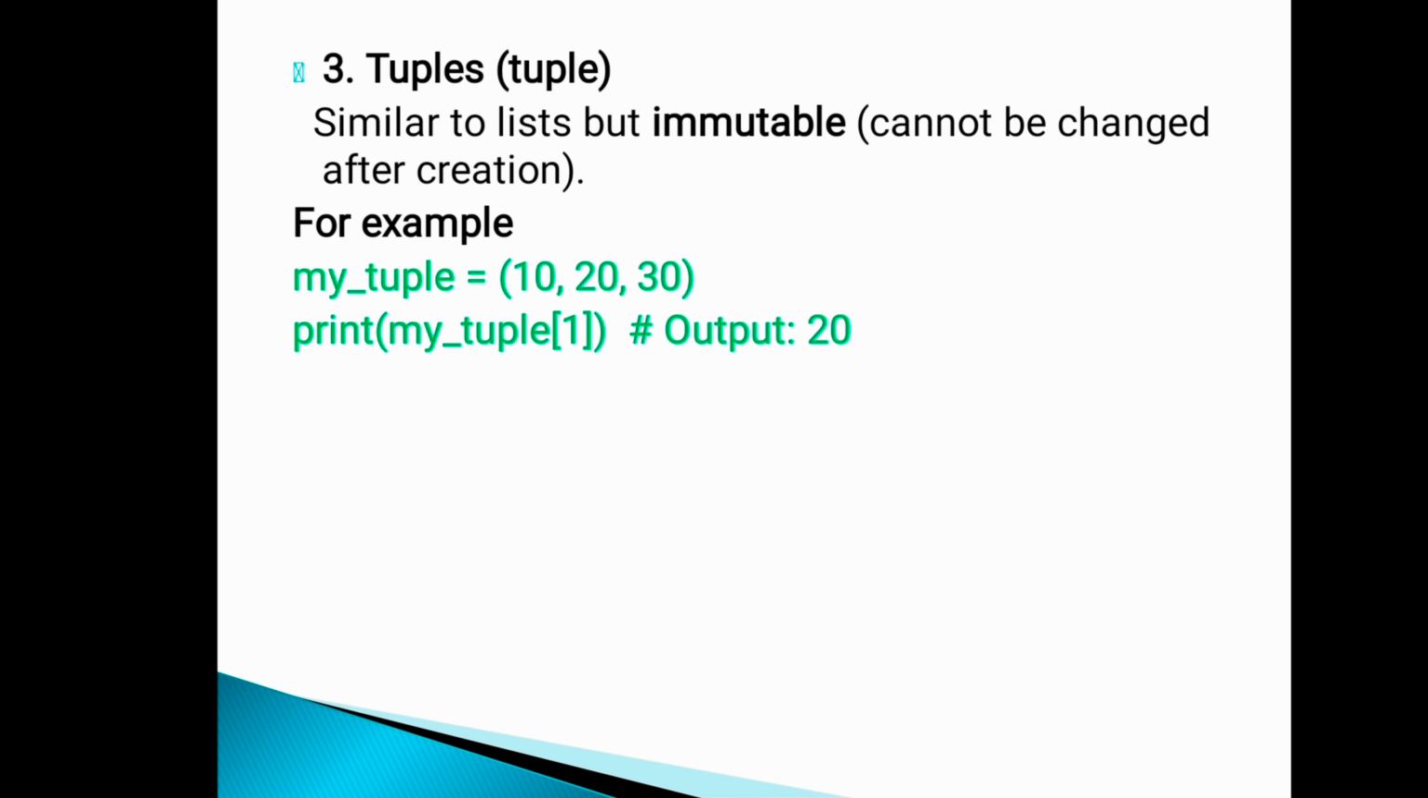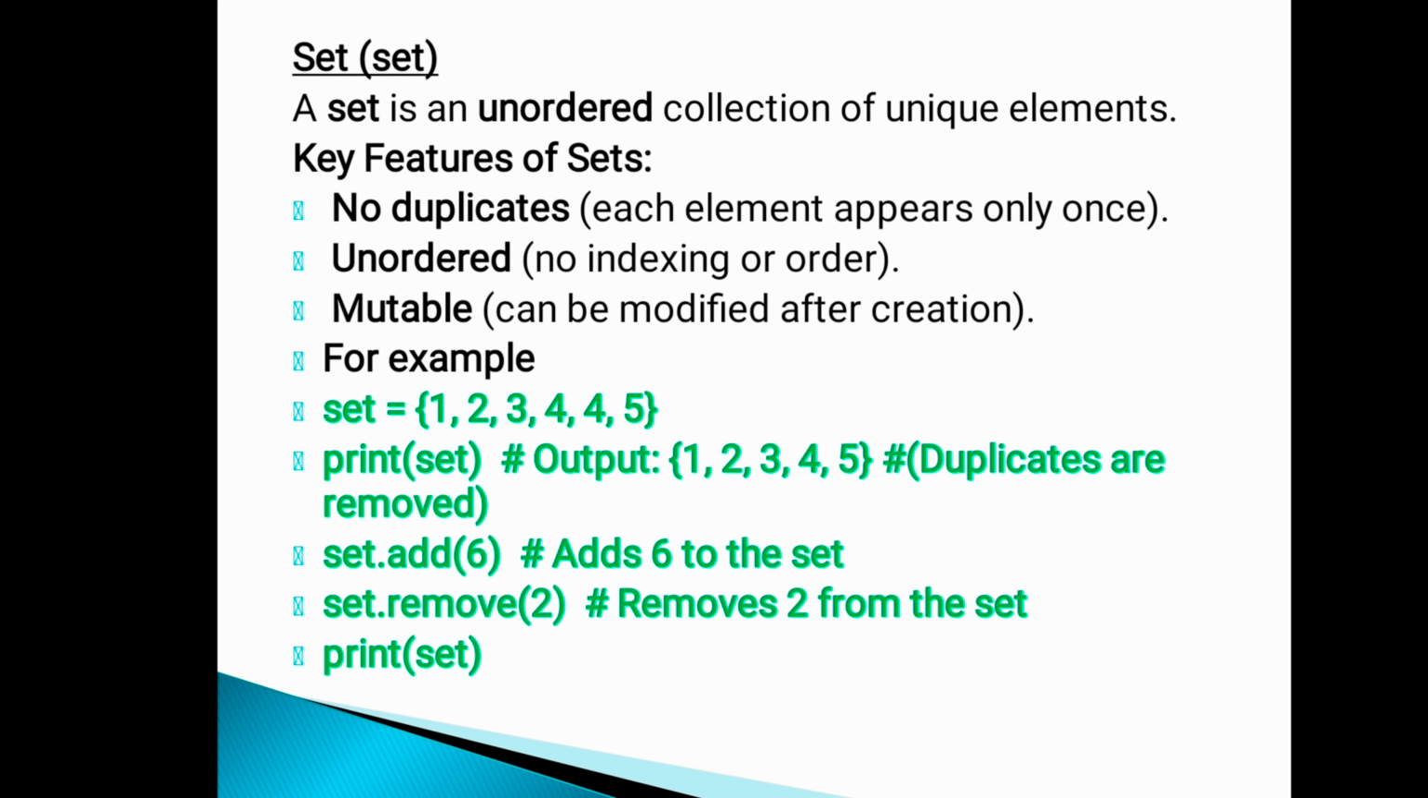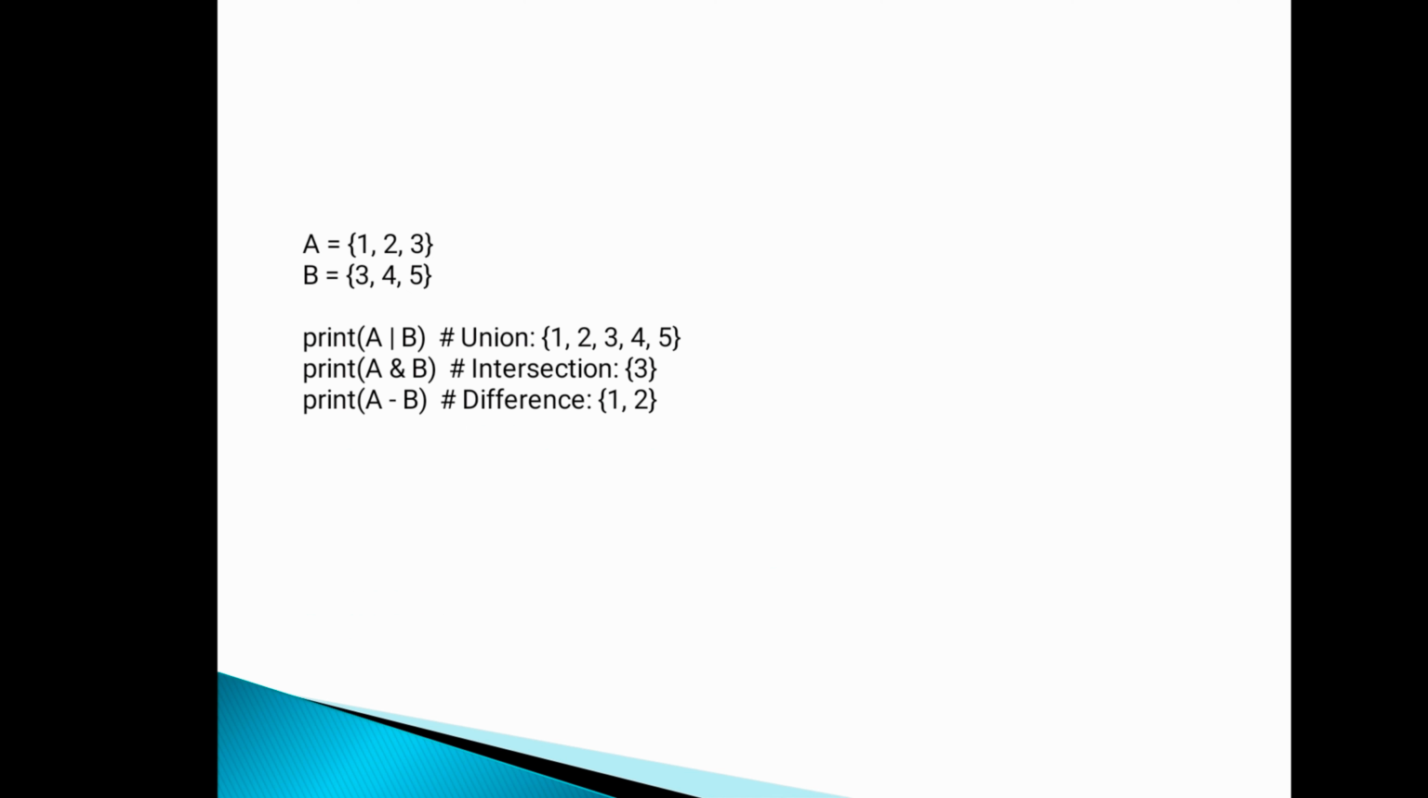A tuple can store similar data types, but it is immutable, which means it can't be changed after creation. A set is an unordered collection of unique elements. A set has no duplicate values, is unordered and is mutable. Example: A is equal to 1 2 3, B is equal to 3 4 5. Then A union B, A intersection B and A difference B.